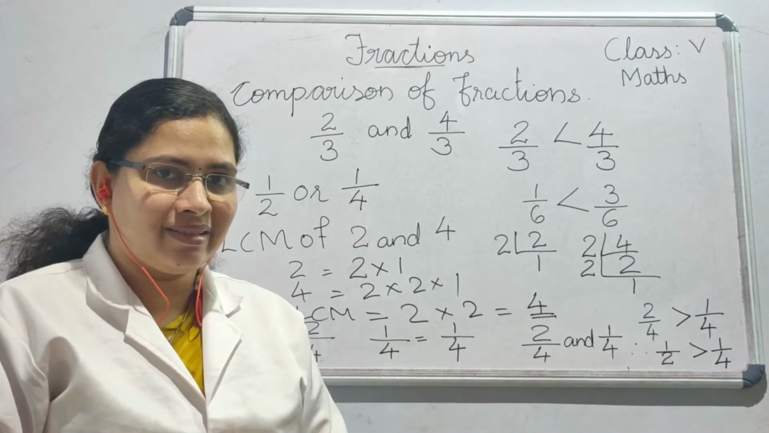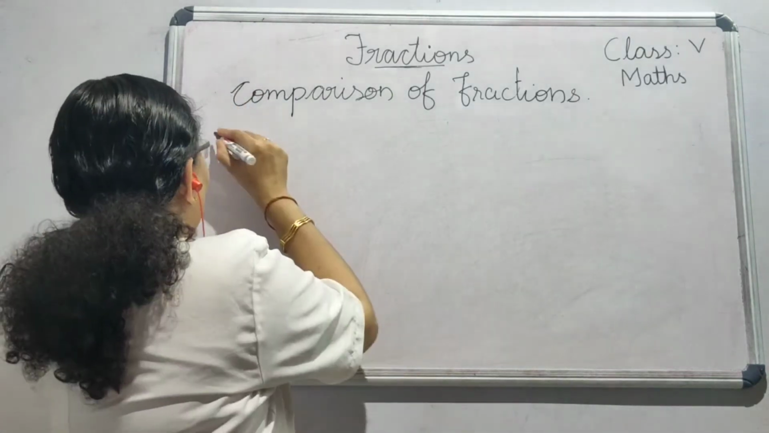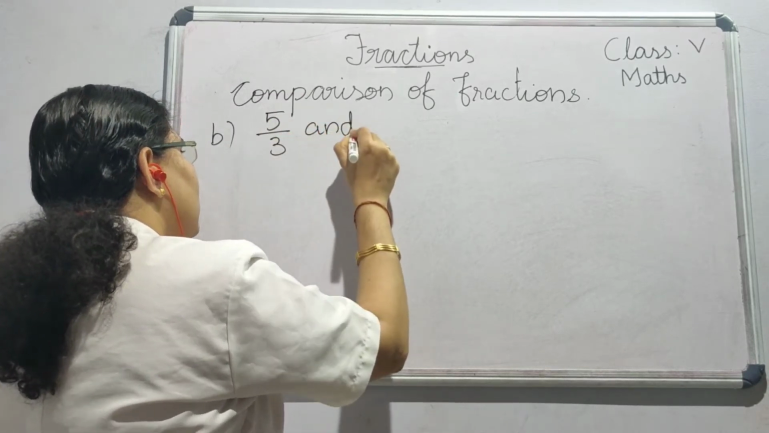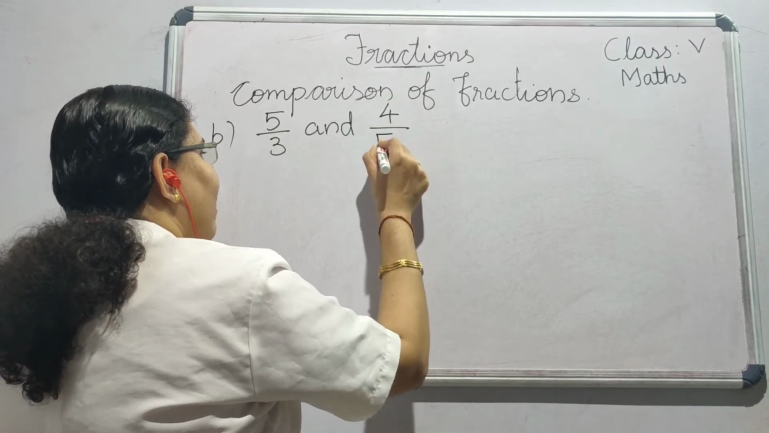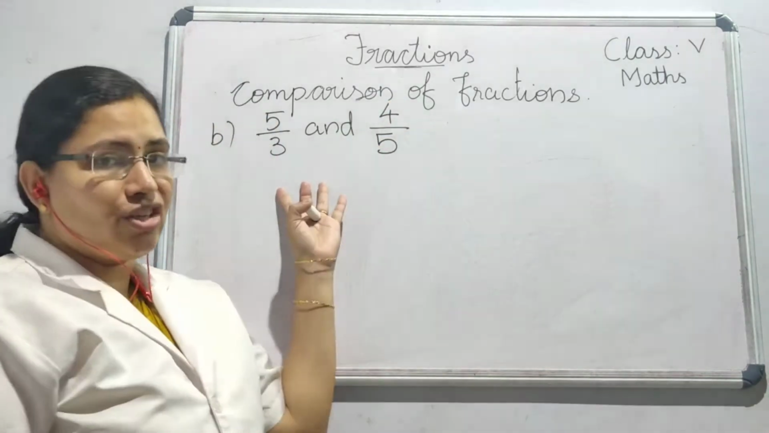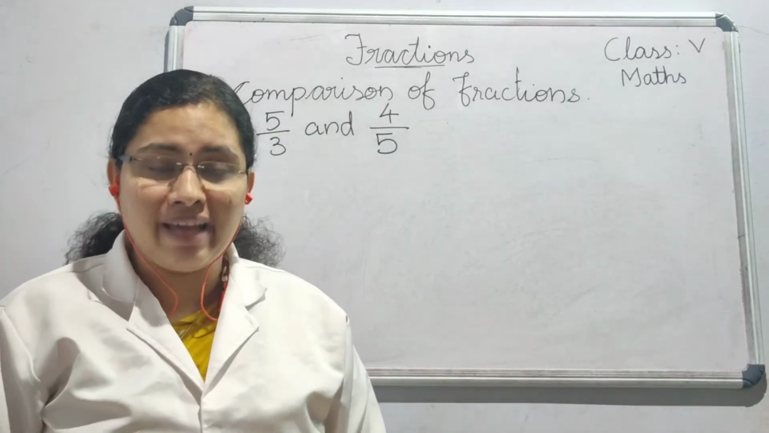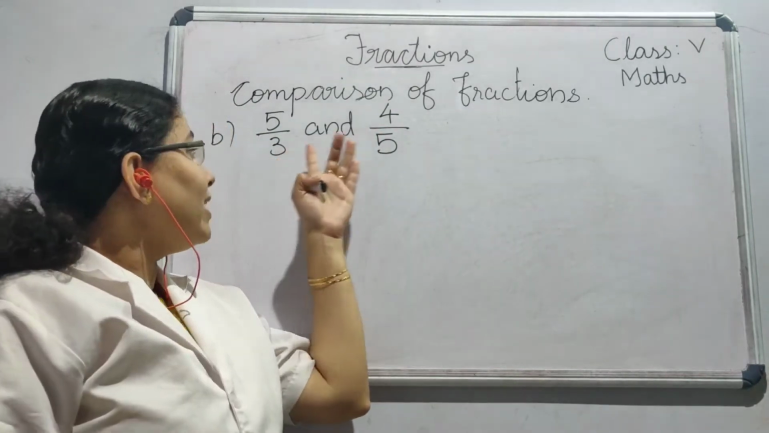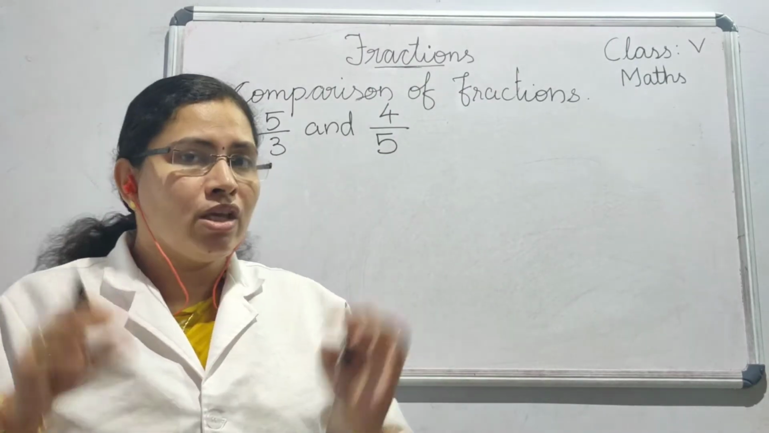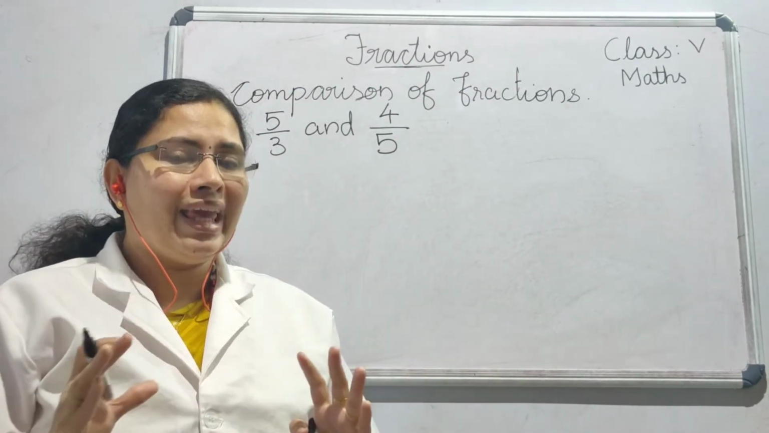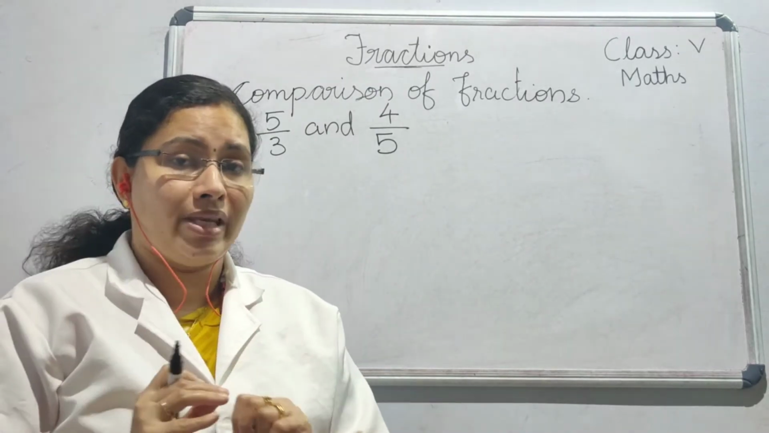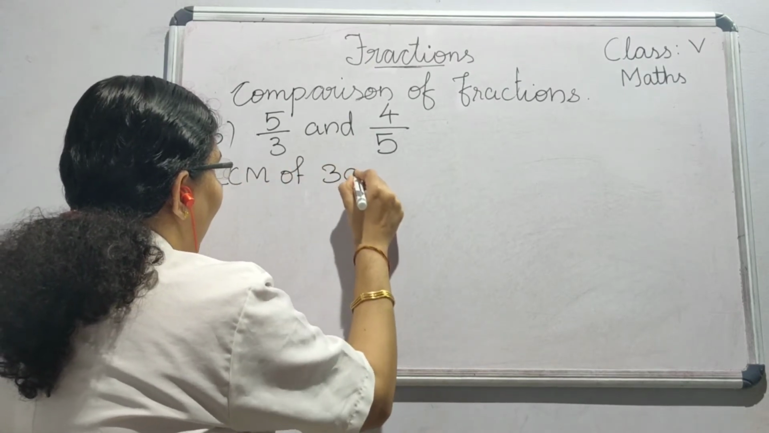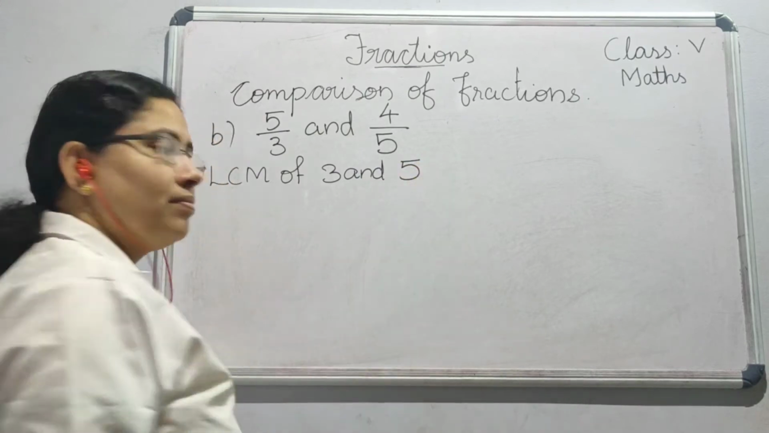Shall we do one more question? So dear children, we will compare one more fraction, okay? 5 by 3 and 4 by 5. So I have taken two fractions now, 5 by 3 and 4 by 5. As you can see here, they are unlike fractions. The denominators are 3 and 5. Okay. So what we have to do in the first step, we have to take the LCM of the denominators. So the LCM of 3 and 5.